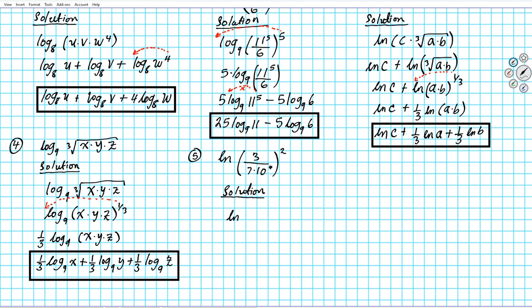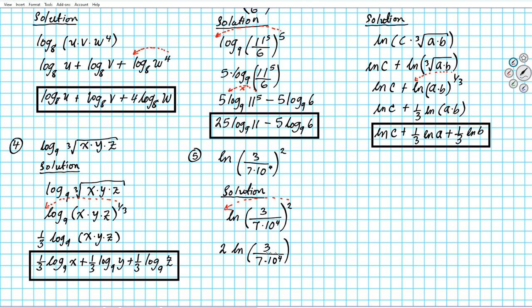All right, so let's rewrite the problem. Natural log of 3 over 7 times 10 to the 4th, raised to the 2nd power. Now what we're going to do first is apply the power property to power down this exponent, okay? So power that down. And then we're going to have 2 times the natural log of 3 over 7 times 10 to the 4th. All right, so we've powered down the exponent.